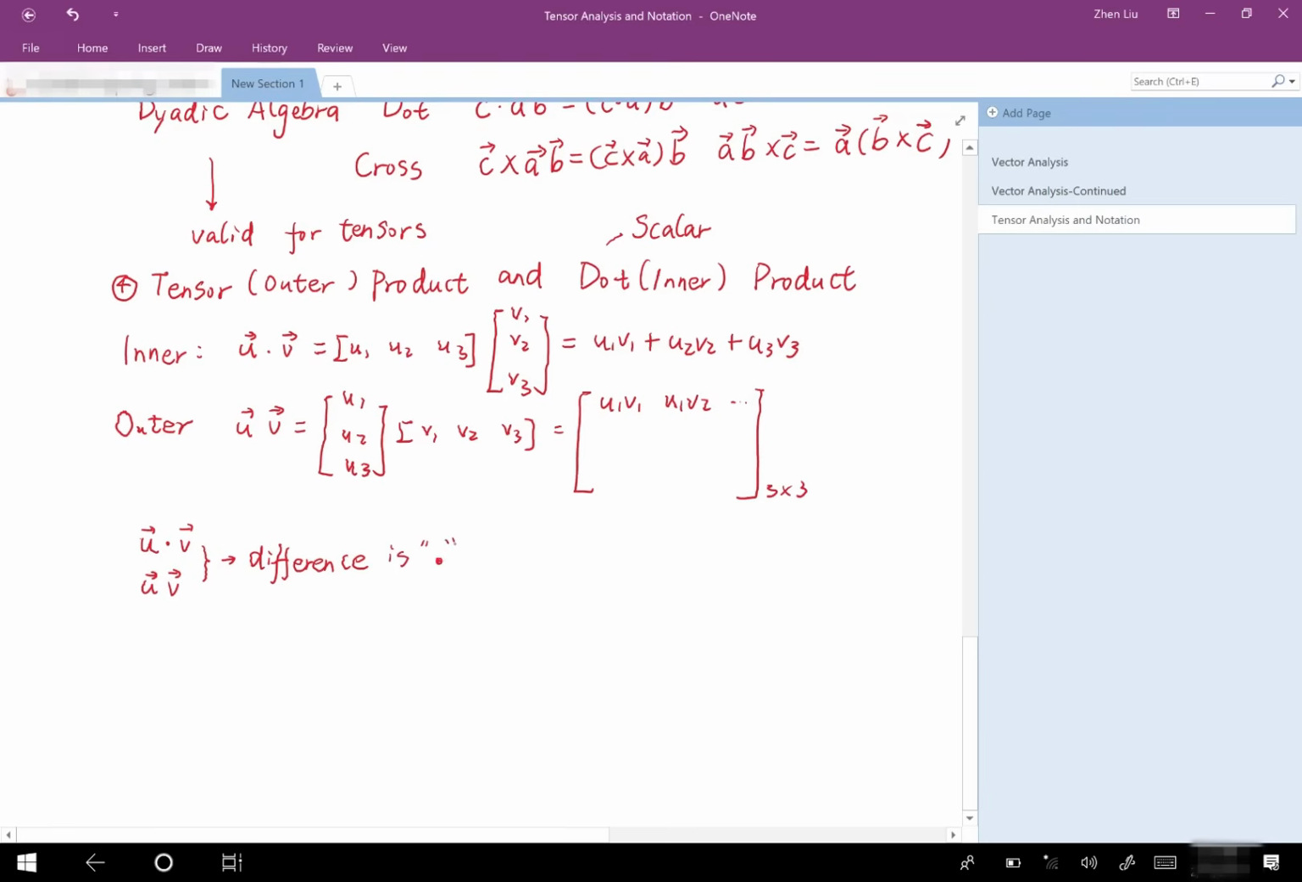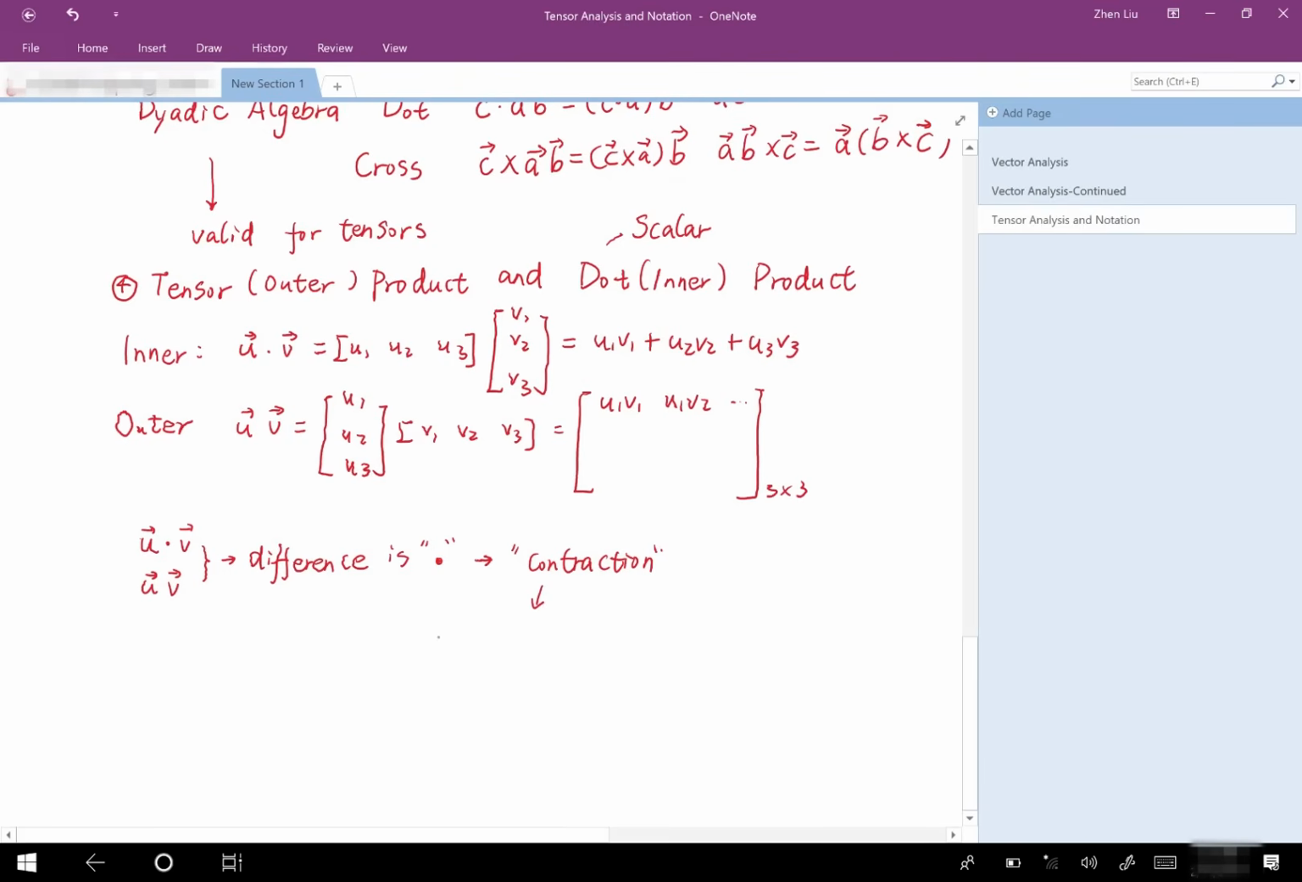And actually this dot sign has a meaning. This thing is called a contraction. So you can see that the dot product or inner product can be understood as, first we have an outer product or tensor product, and then we have one additional thing. That is the contraction. So what the contraction does is the following.